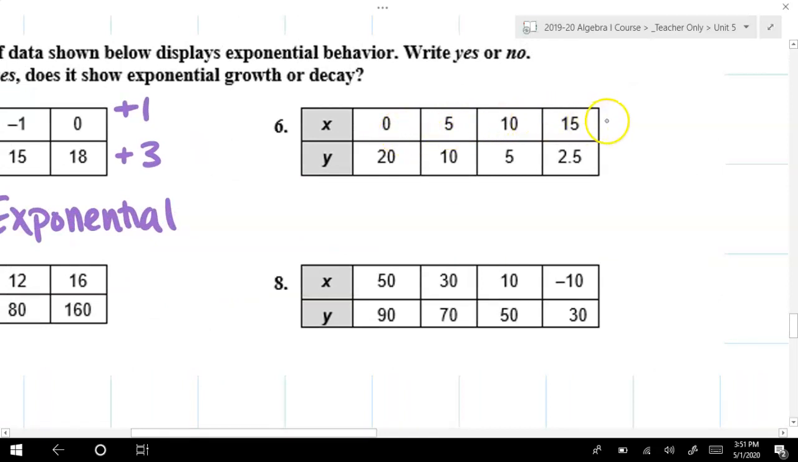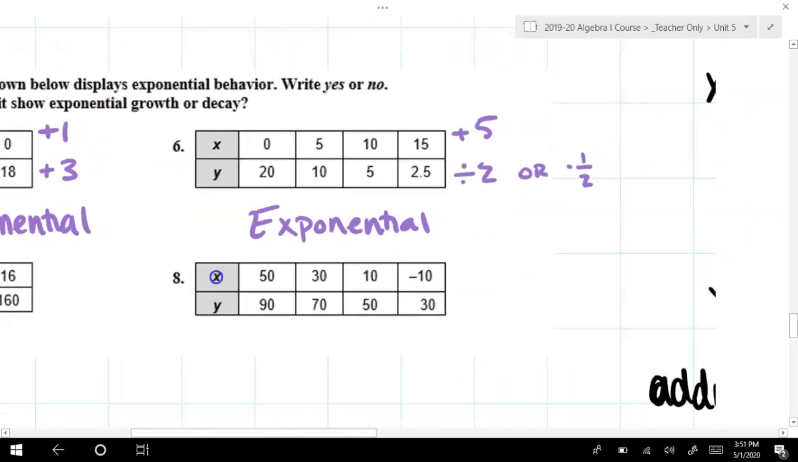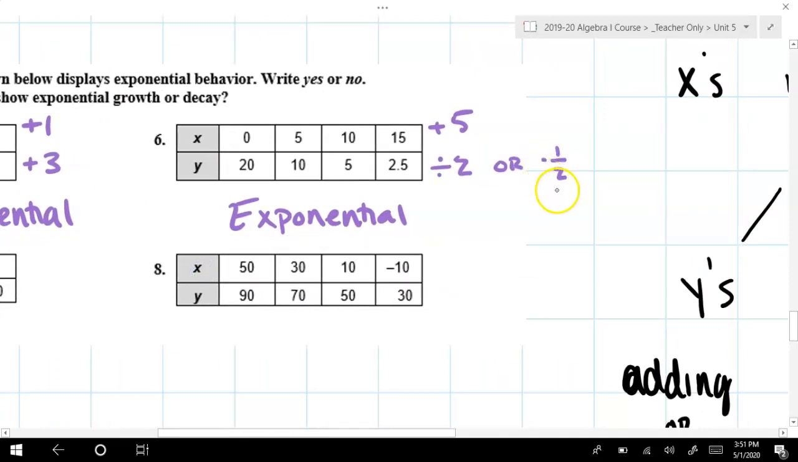X is 0, 5, 10, 15. So we're adding 5. Looking at the y, not subtracting 10. It looks like we're dividing by 2 or multiplying by 1/2. Either way, yes, that makes it exponential. To determine if it's growth or decay, you have to look at what it's multiplied by. So the equivalent of dividing by 2 is multiplied by 1/2. 1/2 is between 0 and 1, so this is going to show decay. Or you can look at the numbers and they are decreasing.